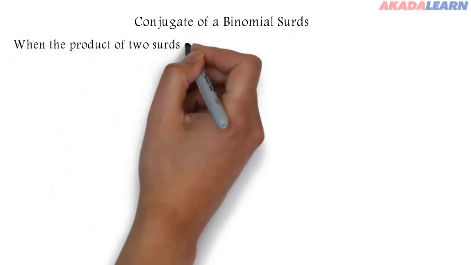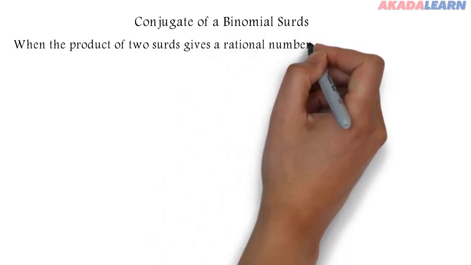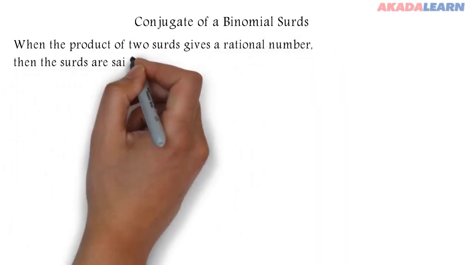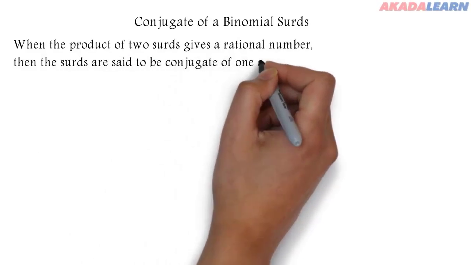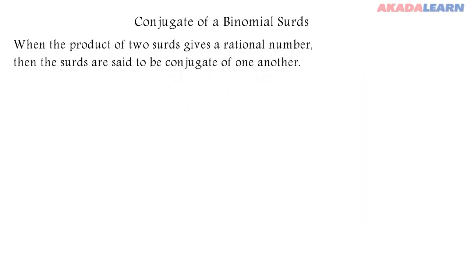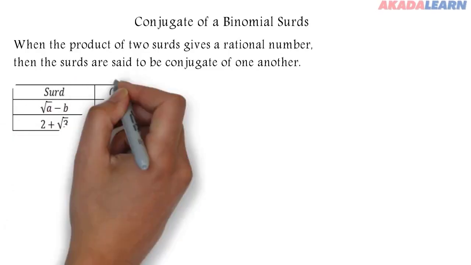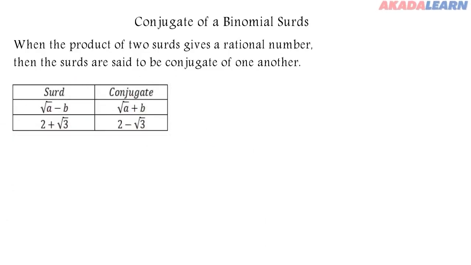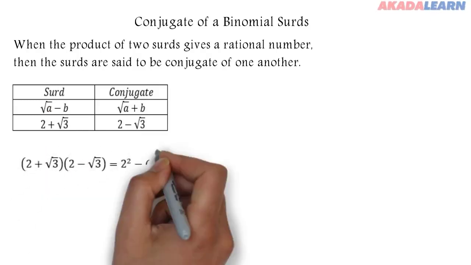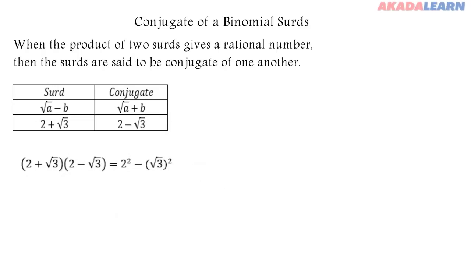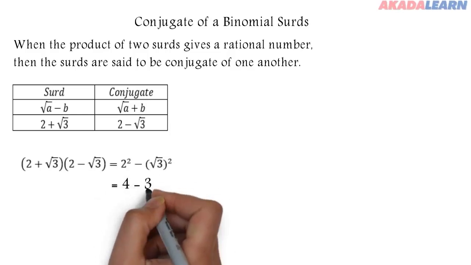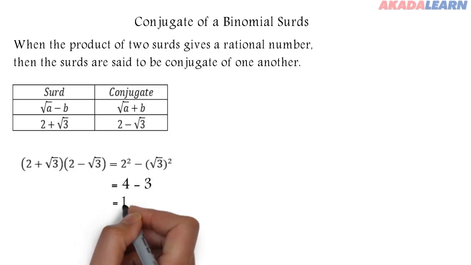When the product of two surds gives us a rational number, then it means that those surds are conjugates. Now let's see some examples of a surd and its conjugate. The conjugate of root a minus b is root a plus b. The conjugate of 2 plus root 3 is 2 minus root 3. So we are only changing the signs. When we multiply two conjugates together, if you look very well, you see that it is a difference of two squares. So we apply that knowledge there. Those two conjugates simplify to 1.